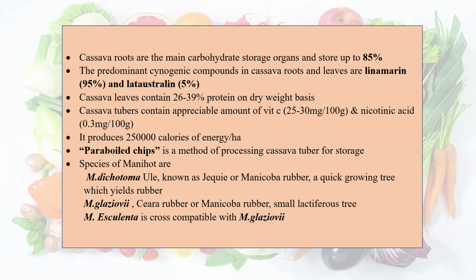See, there are two species of Manihot. Manihot dichotoma is known as Jequie or Manicoba rubber. It is a quick growing tree which yields rubber. And next is Manihot glaziovii. It also yields rubber and its other names are Ceara rubber or Manicoba rubber. It is a small lactiferous tree. The point we have to remember in these two is one is a quick growing tree, one is a small lactiferous tree. Next, Manihot esculenta is cross compatible with Manihot glaziovii.